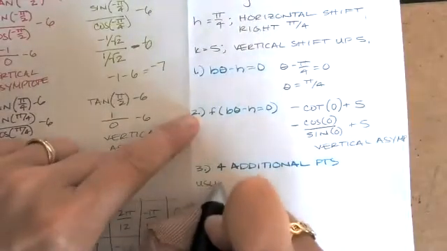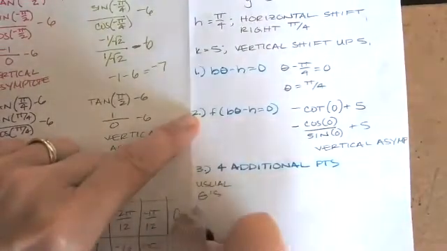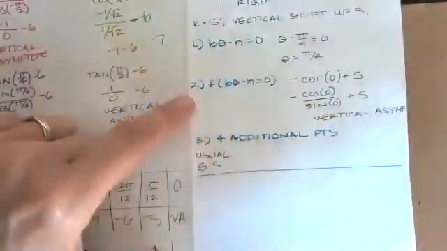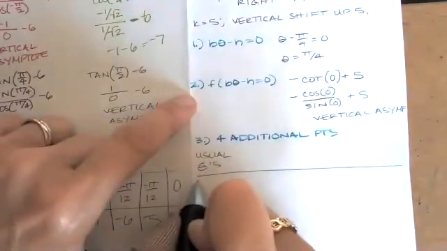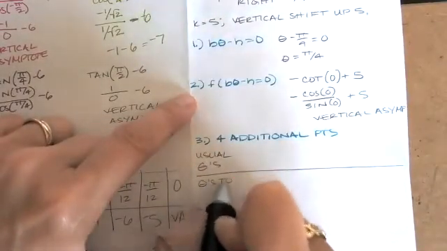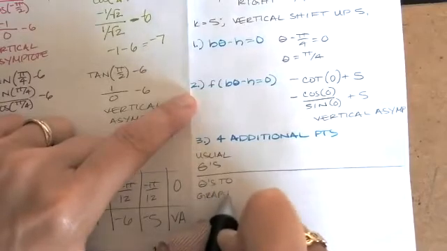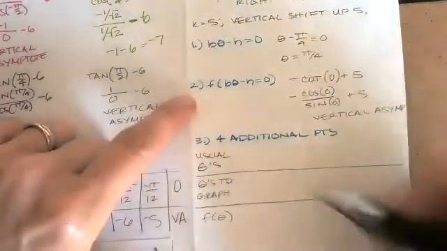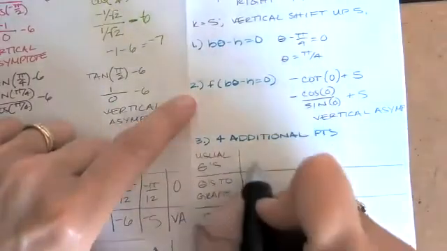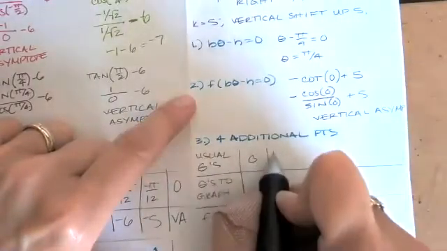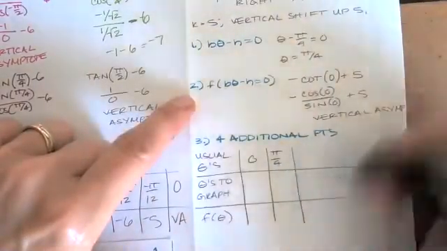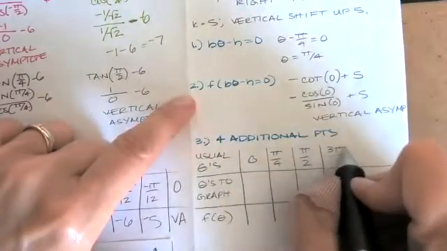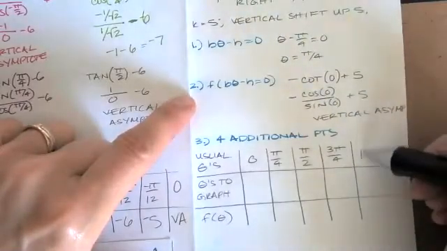So our usual thetas for the cotangent are different than for tangent. It's the top half of the circle, so quadrant 1 and 2. Our thetas to graph, or the thetas that have been impacted by the horizontal transformations, and then whatever our vertical axis coordinates will be. So 0, pi over 4, pi over 2, 3 pi over 4, and pi.